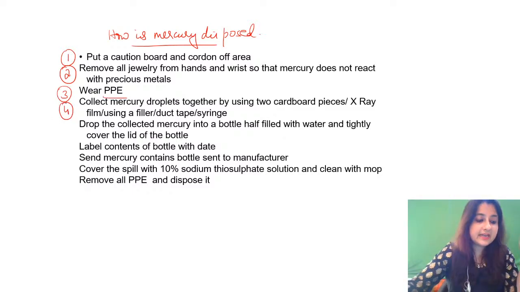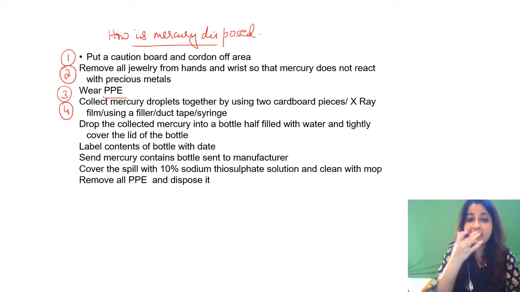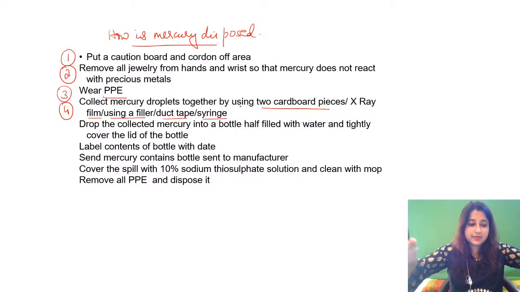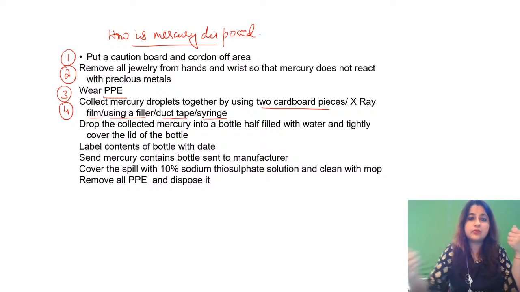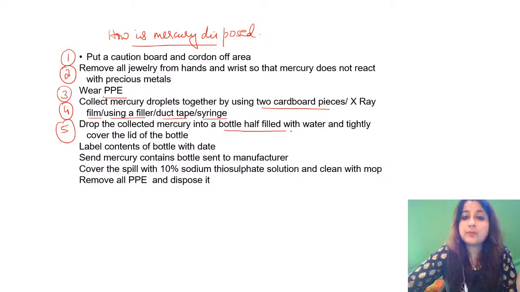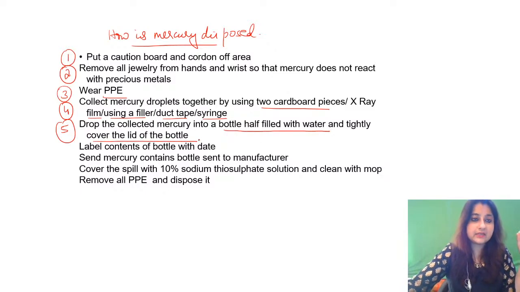Then how will you do it? Never clean the mercury with a broom or anything. Collect the mercury droplets together by using 2 cardboard pieces, x-ray films, use a filler, duct tape, syringe. You have to hold, suppose you have 2 papers, hold it like this to collect it. Okay. Then fifth point, drop the collected mercury into a bottle half filled with water and tightly cover the lid of the bottle. Okay?